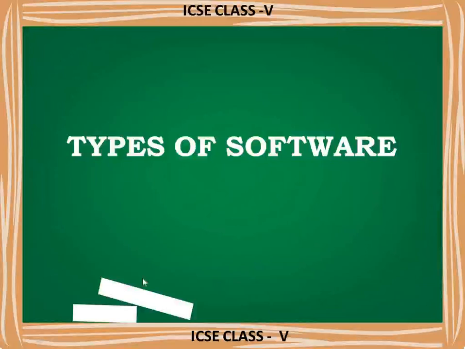Hello students, today I am going to begin the second lesson, that is types of software. Before beginning this lesson, let us understand the basic terminologies or basic concepts about computer. First of all, we'll see what is a computer. A computer is an electronic device which takes an input from the user, processes it, and gives the output as per user requirement.